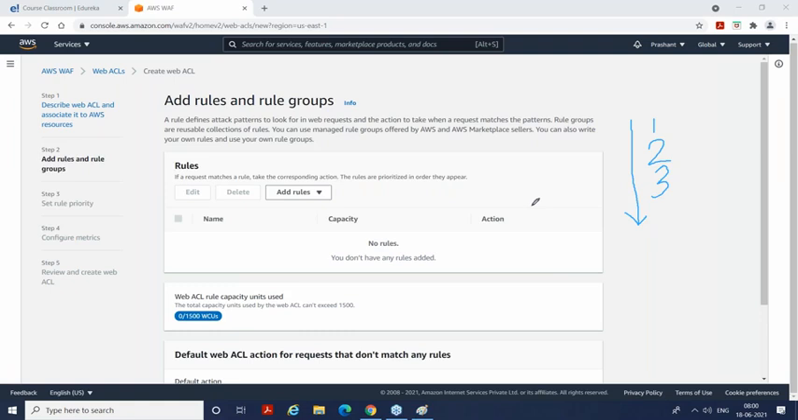rule number 1 is saying if the traffic is coming from IP address 1.1.1.1, allow that traffic. Rule number 2 says if the traffic is coming from IP address 1.1.1.1, deny that traffic. And rule number 3 says if the traffic is coming from India, then allow that traffic. Now my business requirement was to deny traffic coming from 1.1.1.1. So help me understand, in these 3 rules, now let's assume there is traffic coming from 1.1.1.1. What will happen to that traffic?